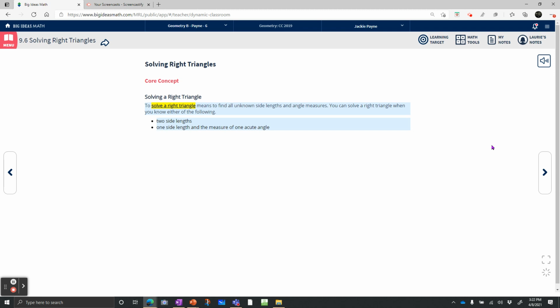You can solve a right triangle when you know either of the following: 2 side lengths, or 1 side length and the measure of 1 acute angle. And if you have either of those situations, you can figure out all 3 angles and all 3 sides. That's what it means to solve a right triangle. That means tell me what both legs and the hypotenuse are, and both acute angles as well as the right angle. Solving a right triangle means solving for all 6 things.